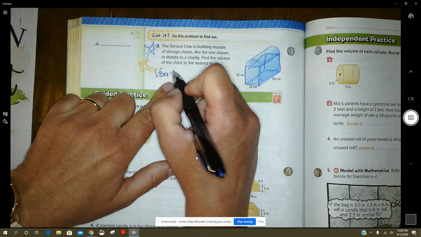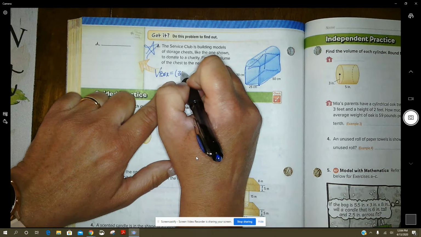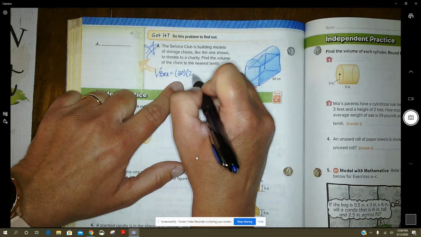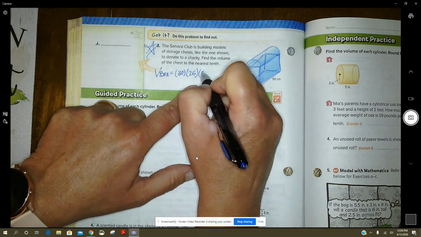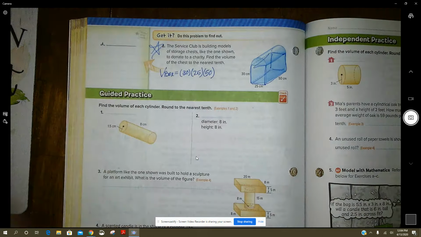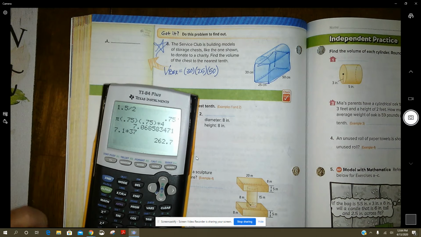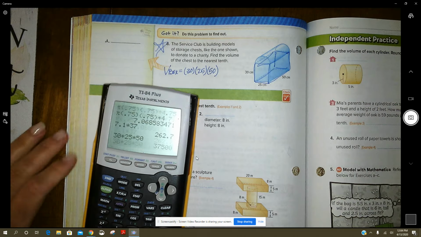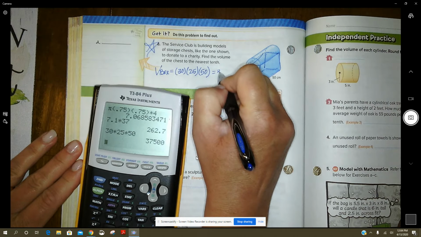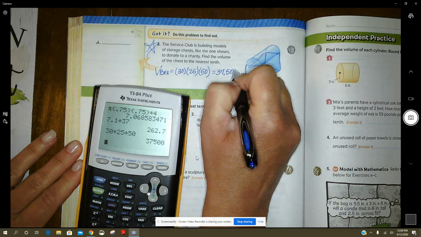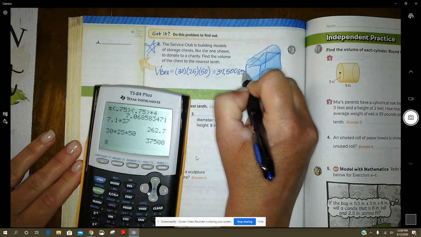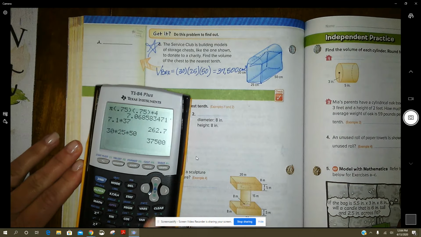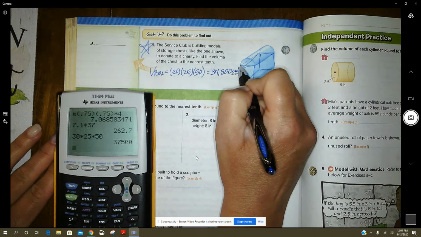The volume of the box is going to be length times width times height. So we're just going to do 30 times 25 times 50. Let's get our handy dandy calculator. 30, 25, and 50, and we get 37,500 cubic centimeters.